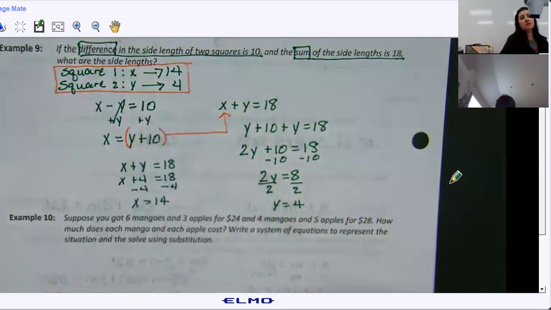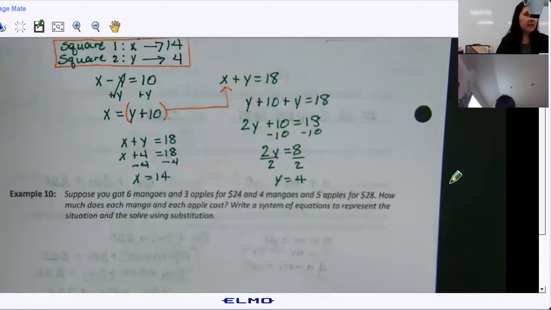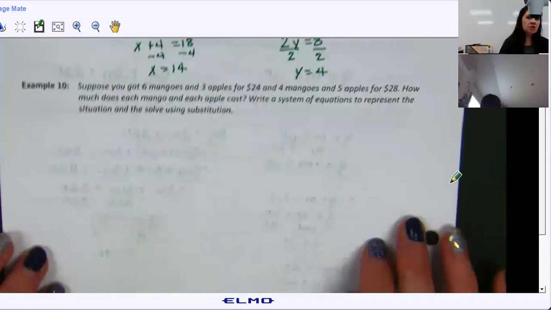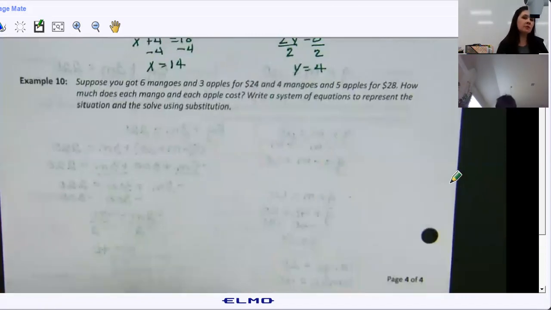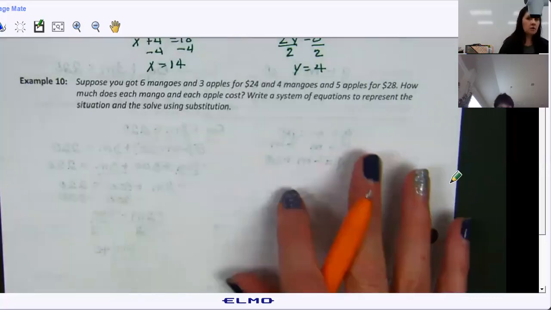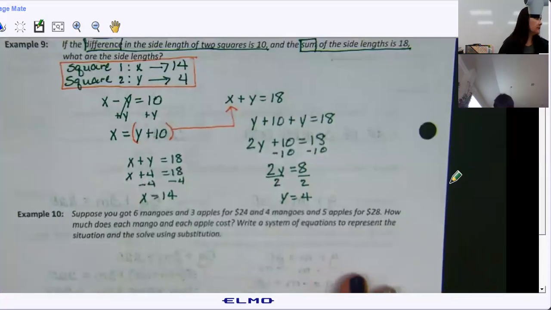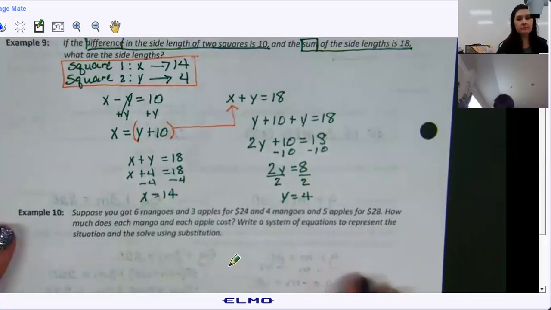Okay, we're going to move down to the very last problem. And the equations are actually set up for you in this problem. Suppose you got 6 mangoes and 3 apples for $24, and then 4 mangoes and 5 apples for $28. How much does each mango and each apple cost? We're going to write a system of equations to solve this. Hold on just a second.